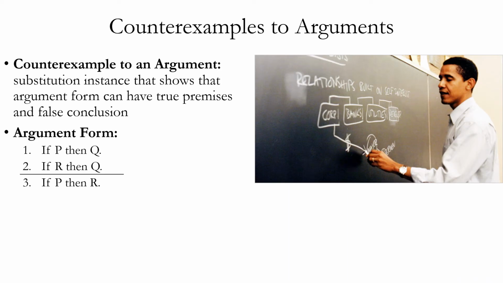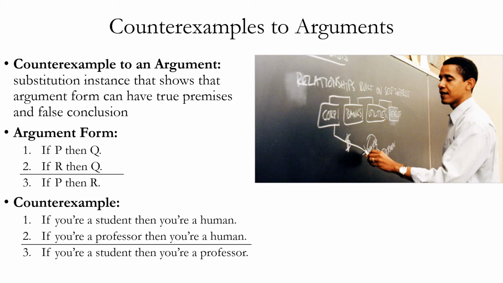A counterexample to an argument is one substitution instance that shows the argument form can have true premises and a false conclusion. So here's another argument form. If P then Q, if R then Q, therefore if P then R. If we had a substitution instance of this argument form that had premises we know are true and a conclusion we know is false, then that counts as a counterexample to the general argument form. It shows that the general argument form is invalid.